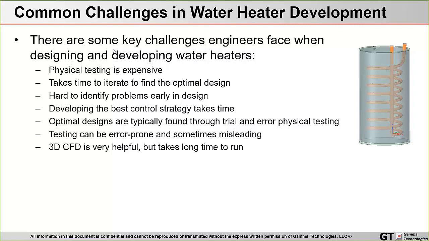And often there are problems that might sneak up later on in the design phase, and it's hard to identify those problems early in the design. Furthermore, control strategies that go on these water heaters can be ever more sophisticated, and developing the best control strategy can take time and effort. Optimal designs are typically found through trial and error and multiple iterations. But even testing itself can be error prone and even sometimes downright misleading.